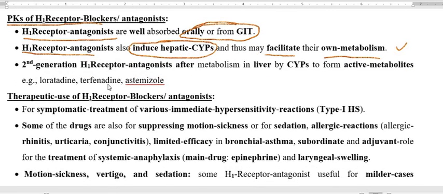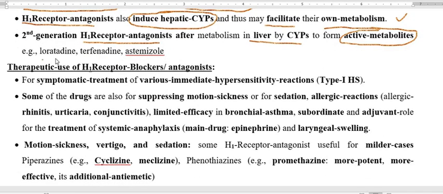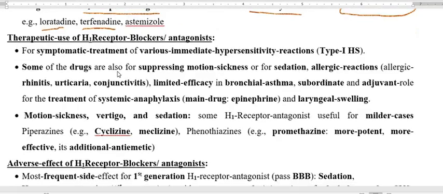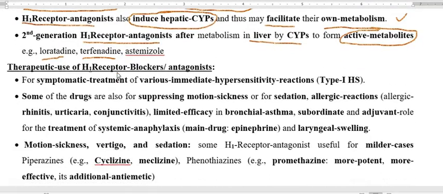Regarding the second generation H1 receptor antagonists, they also get metabolized in the liver by cytochrome, and some of the drugs form active metabolites. The drugs are loratadine, which gets metabolized and forms an active metabolite; terfenadine, that we already discussed; fexofenadine, that is an active metabolite; and astemizole. So this is all about the pharmacokinetics of the H1 receptor blocker or antagonist.